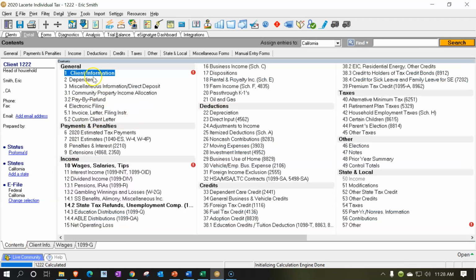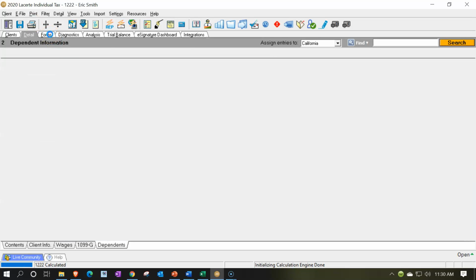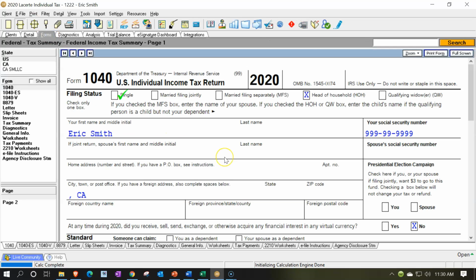We're going to go to the clients tab. We're going to go to the dependent here. And so now we're going to add a dependent. So I'm just going to say Tom Smith. We're going to give him the date of birth here, Social Security. We're going to say the relationship's a son. We're going to say that Tom lives with the taxpayer 12 months. Child living with the taxpayer, and then the earned income credit, child tax credit. We're not focusing in on these, so I'm not going to get into a lot of detail. We'll talk about those credits in a future presentation. So we're kind of focusing in, getting down to the income tax calculation here. So let's just concentrate there at this point when we get into the dependents.